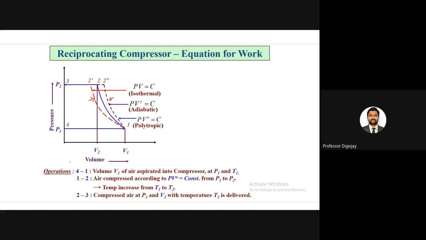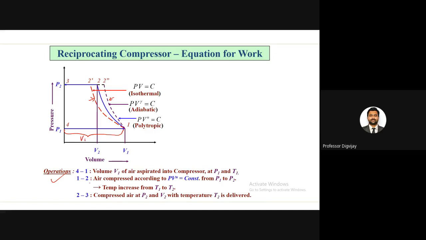Right. So let us see what the operations are here. 4 to 1: volume V1 of air is aspirated into the compressor at P1 and T1. So this is the amount of air which is being taken inside the compressor, and that is denoted by V1.